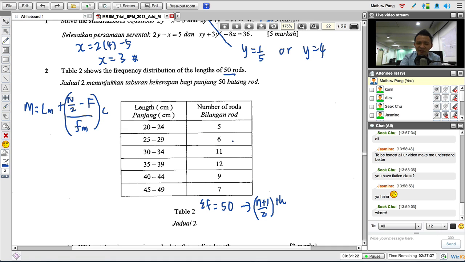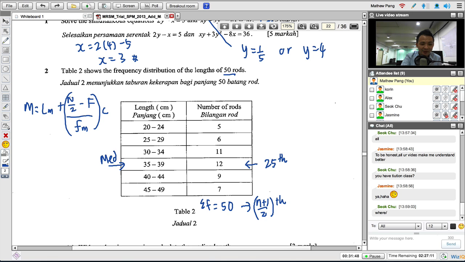So you see which class 25 is located in. This is 5, 5 plus 6 is 11, 11 plus 11 will be 22. So 25 will be over here, which means the 25th will be in this class. So this class I'm going to call the median class.